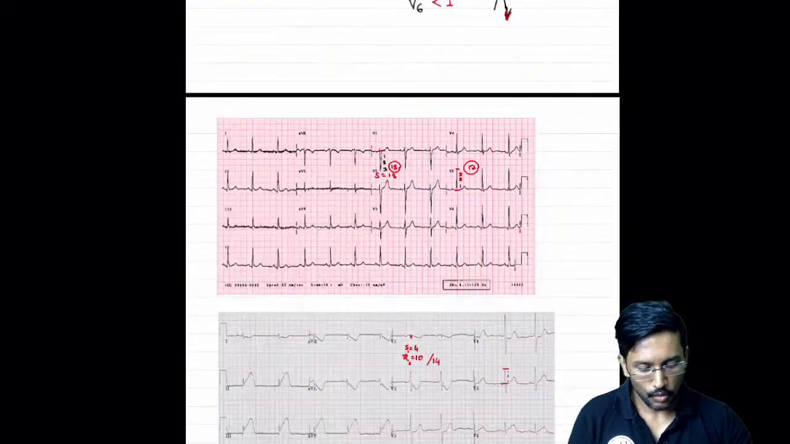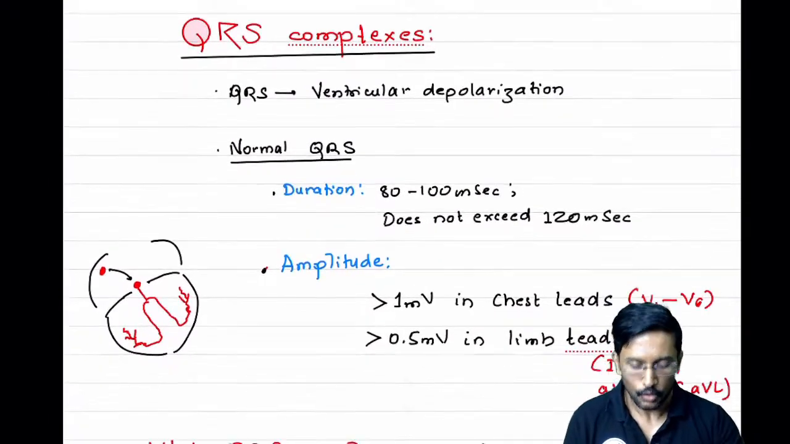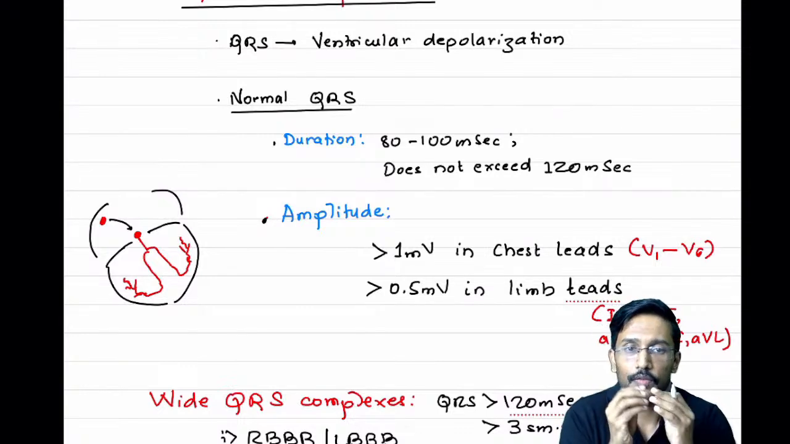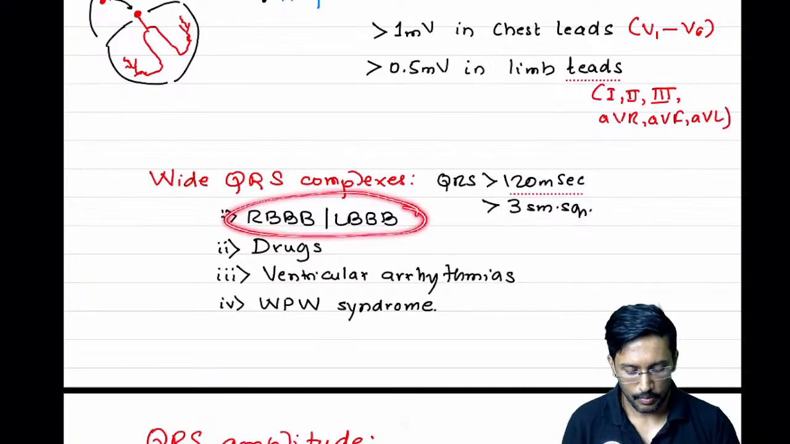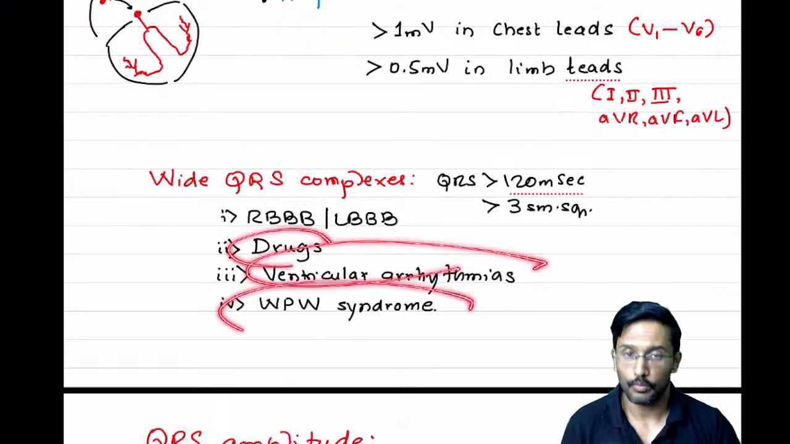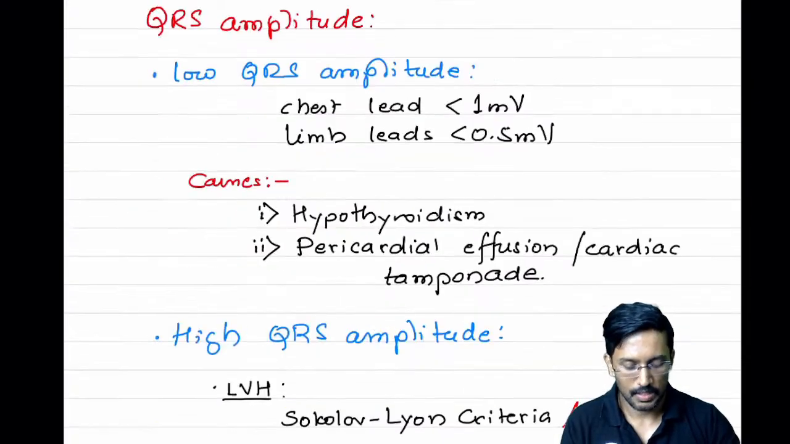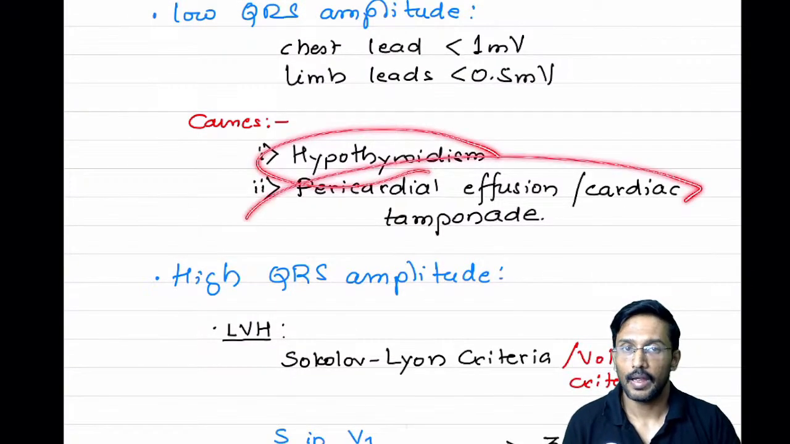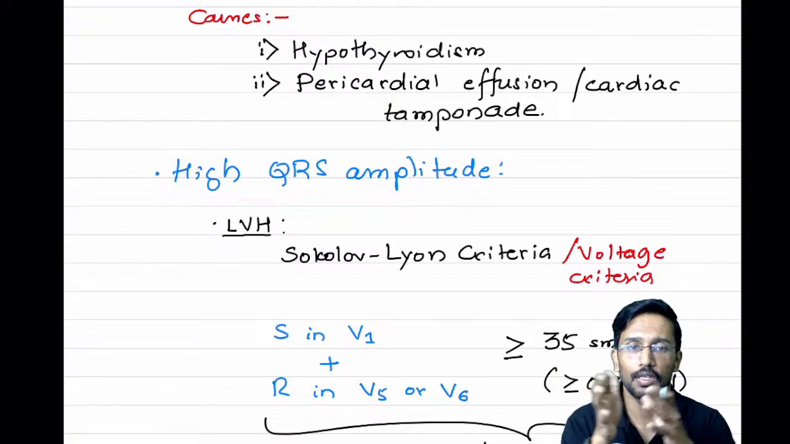So to summarize, QRS complexes, we can use them to recognize whether there is a decrease in amplitude, increase in amplitude, and whether they are prolonged or not. Prolonged can be seen in RBBB, LBBB, drugs, ventricular arrhythmias, and WPW syndrome, right? Low amplitude, defined as less than 1 millivolt in chest leads or less than half millivolt in limb leads, is typically seen in hypothyroidism and effusion or cardiac tamponade. High voltage we use for diagnosis of LVH and RVH.